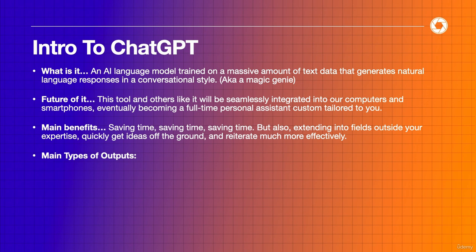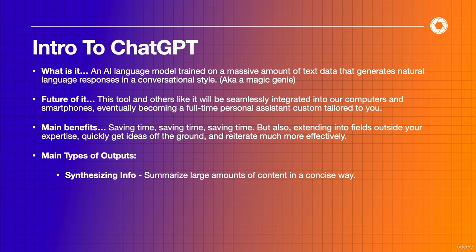But it allows for you to extend beyond your general field of expertise, and it also allows for you to quickly get ideas off the ground and reiterate much, much more effectively and efficiently. The first part of brainstorming and creativity, of getting your ideas out and remixing them, and brainstorming is very time consuming. With something like this, what we're going to learn to do is be able to quickly reiterate and create new ideas.